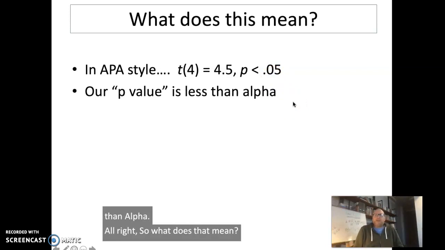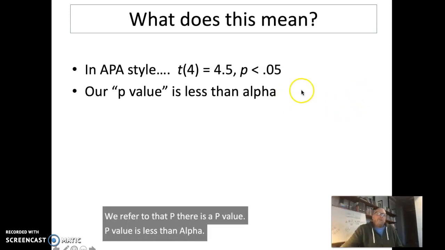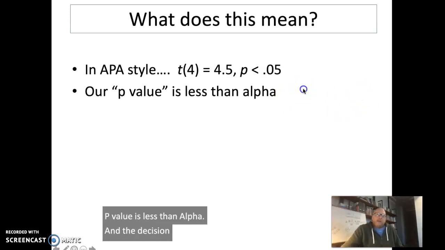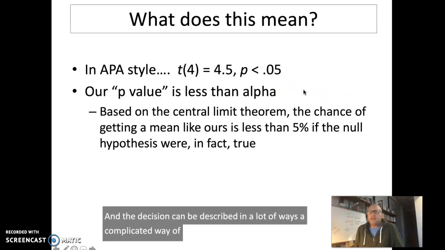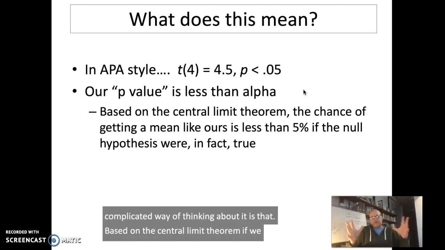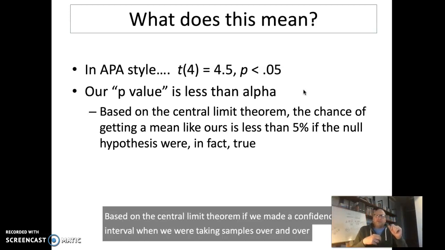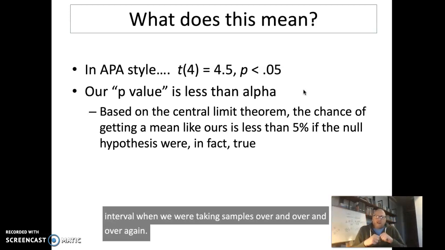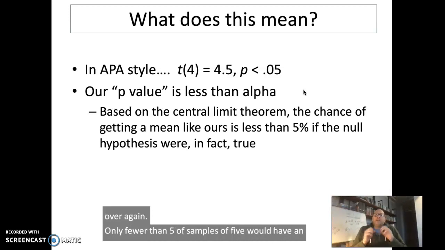Well, we refer to that p there as a p-value. P-value is less than alpha. And the decision can be described in a lot of ways. A complicated way of thinking about it is that based on the central limit theorem, if we made a confidence interval and we were taking samples over and over and over again, fewer than 5% of samples of 5 would have an average anywhere near that.